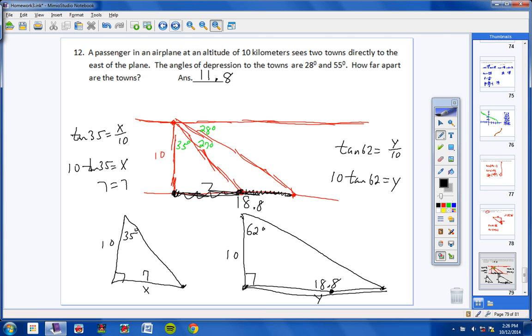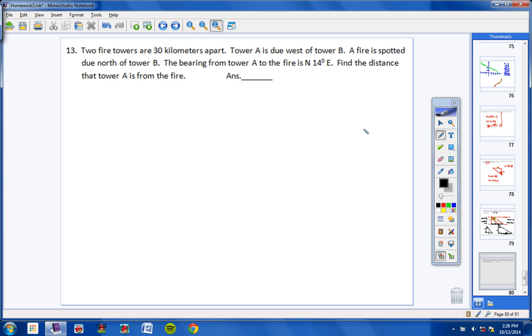Okay, moving on to number 13. Here we go. Two fire towers are 30 kilometers apart. A is due west of B. So here's A. And here's B. Again, we don't care if our drawing is drawn to scale. That's not a big deal. So there we go. And the distance is 30. A fire is spotted due north of B. So go straight up.